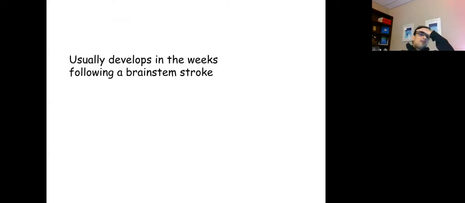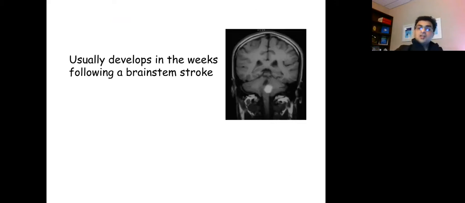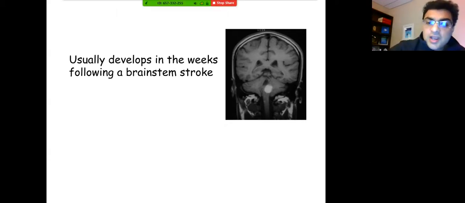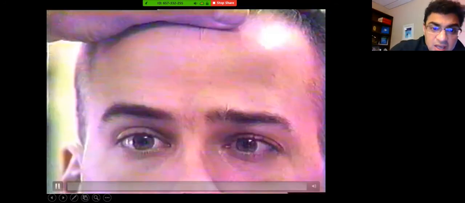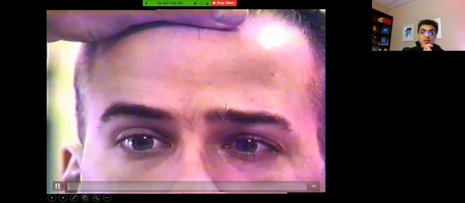We are almost towards the end. This is a very special thing which is near and dear to my heart, which typically develops within a week following a brainstem stroke. So this was a young man in his teens, in college, and he had an AVM rupture, as you can see here. Then he was in the ICU, got excellent care, and then came to our dizzy clinic. And when Dr. Lee was seeing him, we saw these deficits in his eyes.